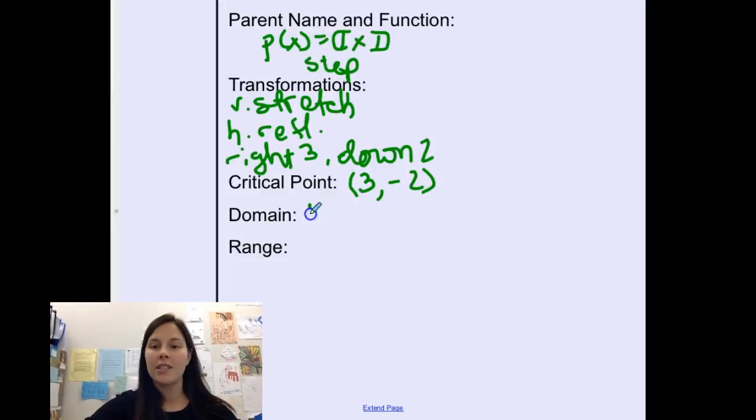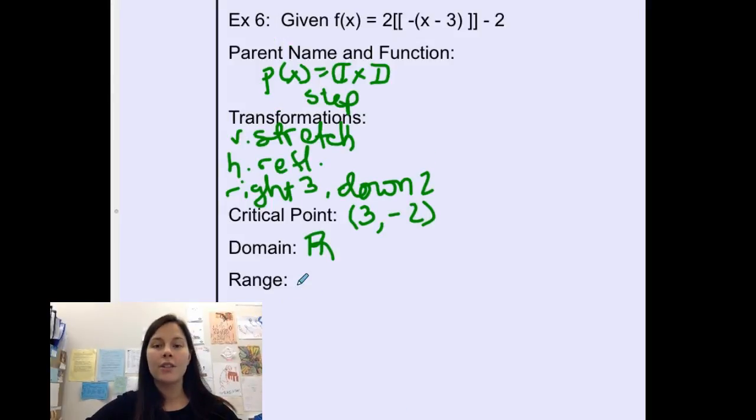The domain for the step function is still all real numbers, and we did have a vertical stretch. The vertical stretch will impact the range because instead of stepping up by 1, that vertical stretch says we're now stepping up by 2. So our range will be even integers.